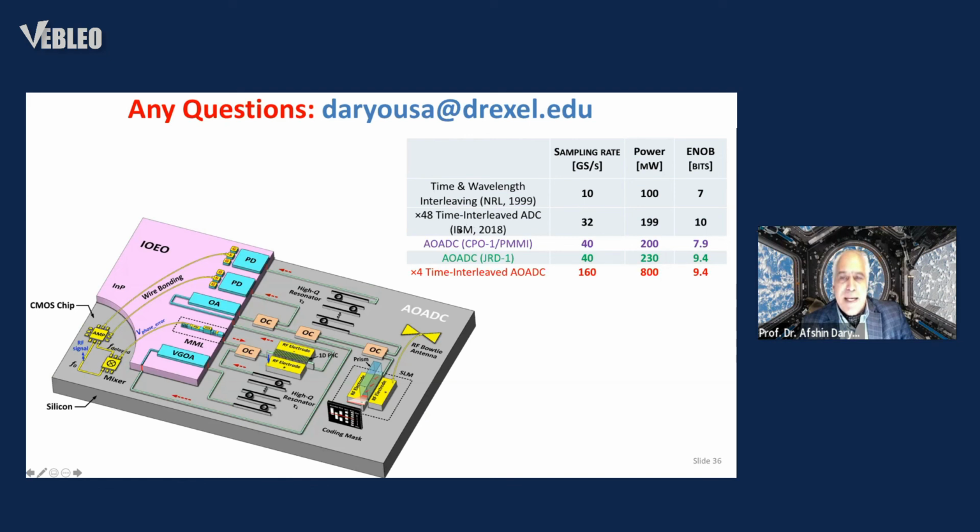The electronic domain, using the very high speed IBM chips, they did it 48 times time interleaved to achieve 32 gigasamples per second with a power consumption of about 200 milliwatt and 10 effective number of bits. But with the all-optical technique, we have a very reasonable power consumption of under 1 watt and a speed of 160 gigasamples per second with approximately 10 effective number of bits.